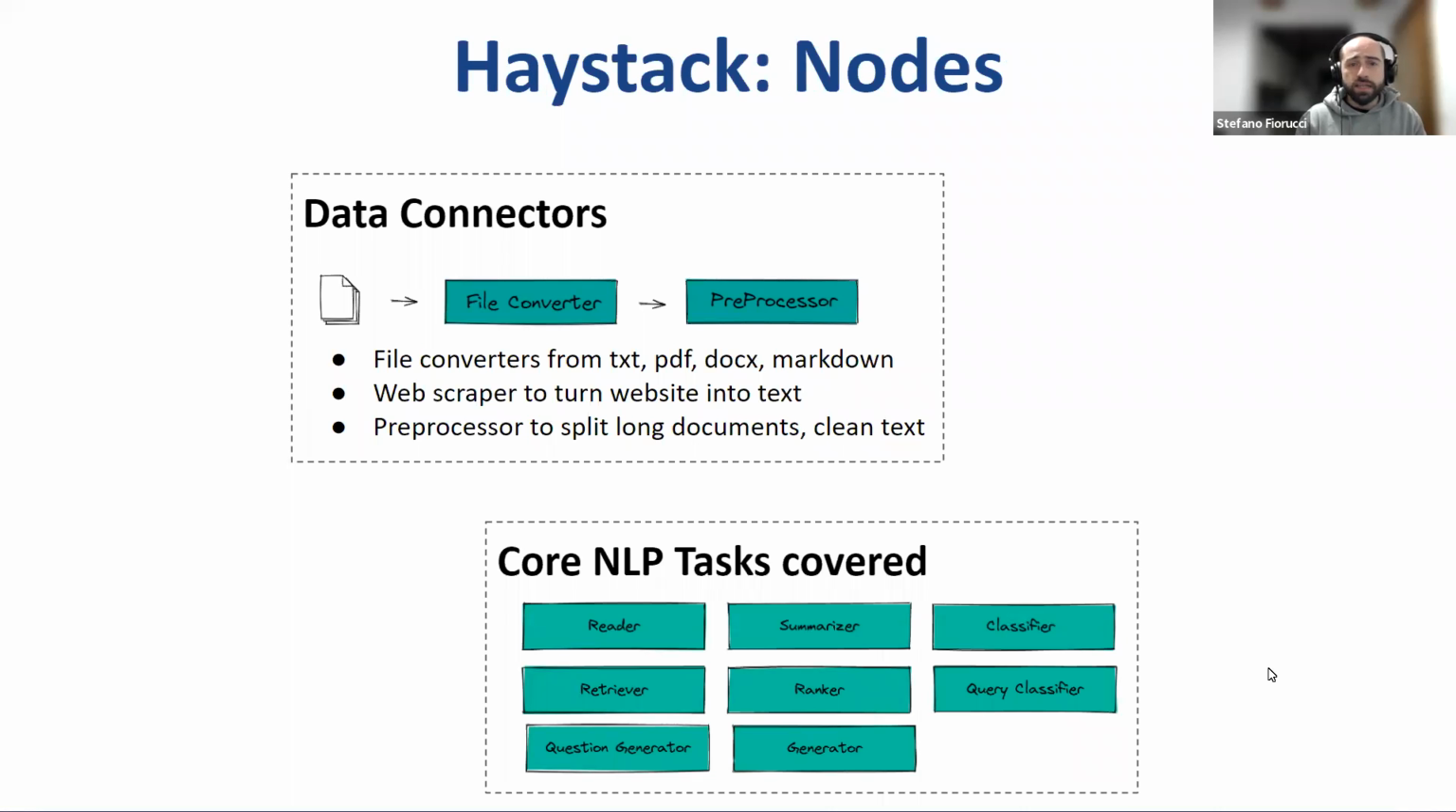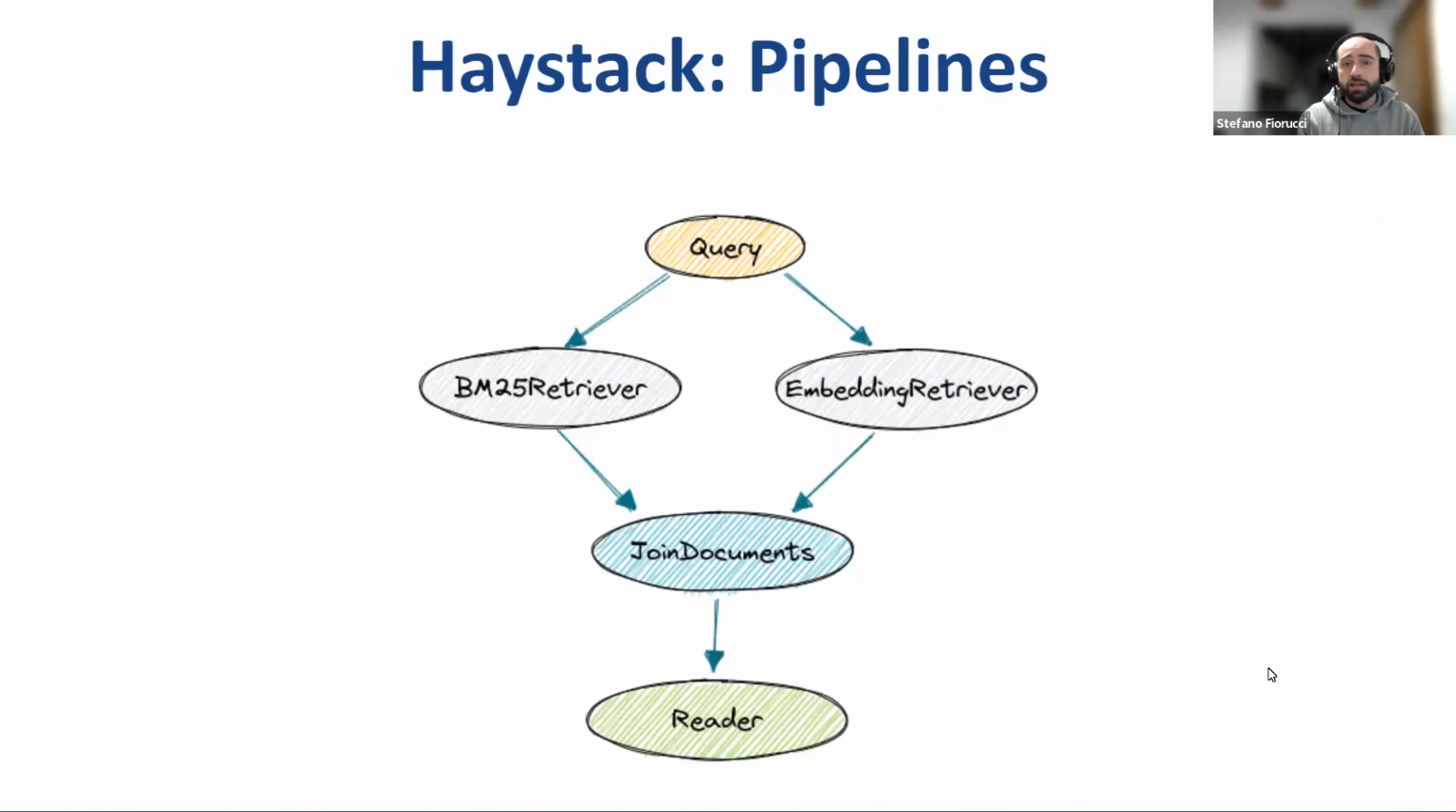In Haystack, the nodes are the blocks that process and route incoming text, and using them, you can perform pre-processing, retrieving, and a great variety of NLP tasks, such as classification, entity extraction, summarization, and so on. And using nodes, you can create pipelines. They are directed acyclic graphs where you perform several types of processing using the nodes. And typically, pipelines can be defined for indexing or querying purposes.